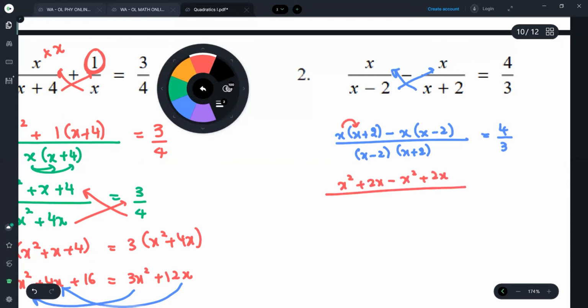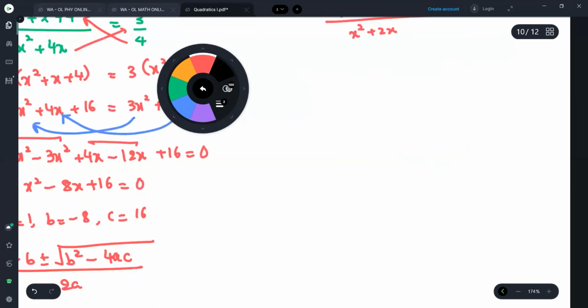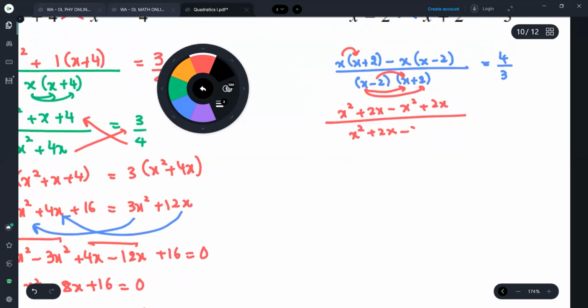Now Abhiya, can you do this for me, please? x into x is x squared. Then x into 2 is 2x. Then minus x squared, then minus x into minus 2 is plus 2x, and 4 minus, minus 4 equals 4 over 3. Next step, Myra, can you help me with the next step, please?